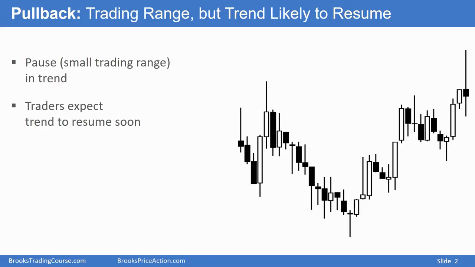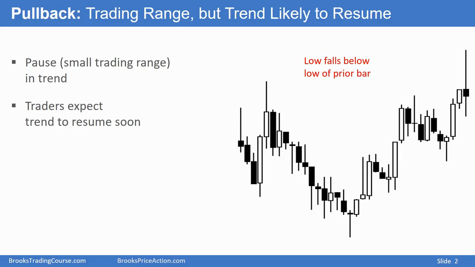Any pause in a trend is a pullback, and it's also a small trading range, and traders expect the trend to resume. If the pullback grows to 20 or more bars, traders start to wonder if the trend will resume or reverse, and at that point, I stop using the term pullback, and instead, I switch to the term trading range. Here we got a bull breakout above a wedge bull flag, nested wedge, 1, 2, 3, 1, 2, 2, or 3.